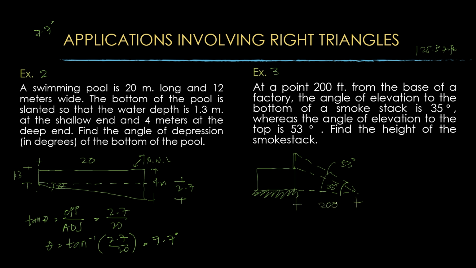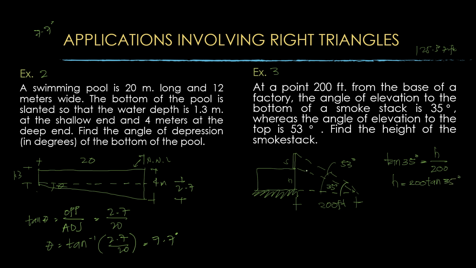This is 200 feet. Okay, so again, we're gonna use tangent lang. Let's name this one as H and this one as S. So the tangent of, let's just use first the 35 degrees. So tangent of 35 degrees is equal to H over 200 feet. Your H therefore is equal to 200 times the tangent of 35 degrees.